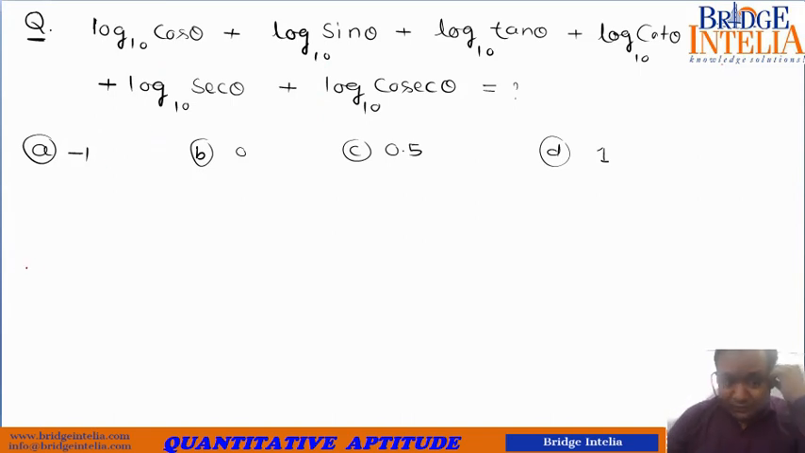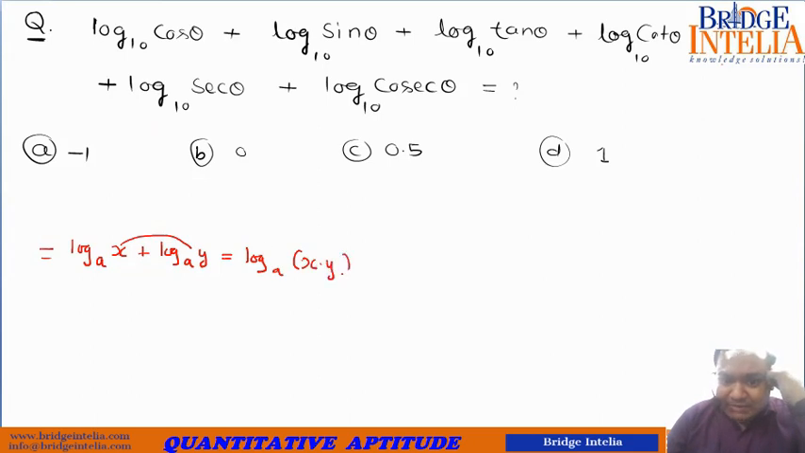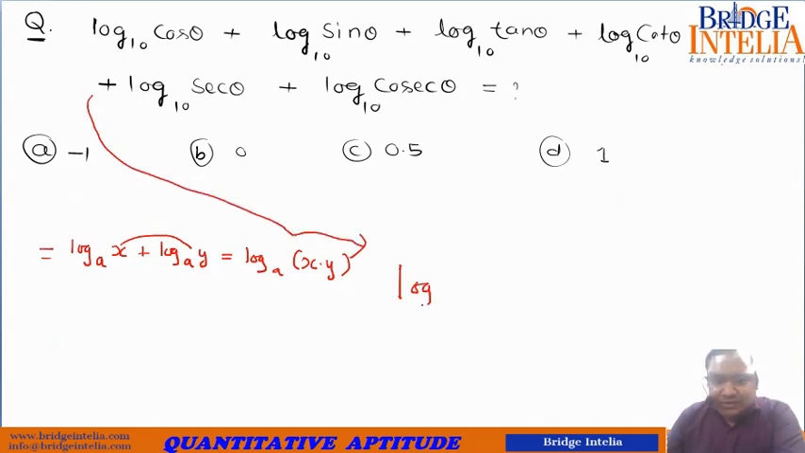If you know the basics of log, log to the base a of x plus log to the base a of y can be written as log to the base a of x into y. These terms can be multiplied. The same can be done here as well, because the base is the same in all the cases. As you can see, for all the terms the base is the same, which is 10. So if you try to simplify these terms, they can be written as log 10, you can take as common, and then you can simply multiply these terms.